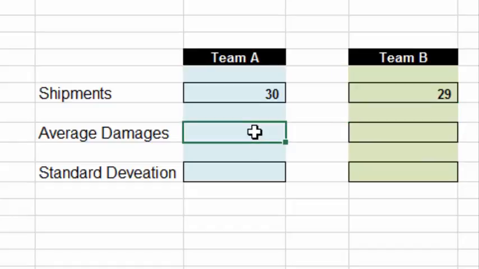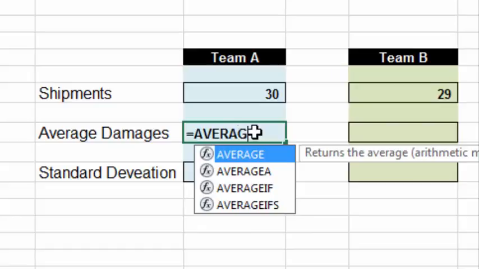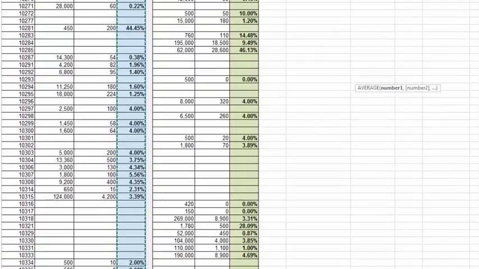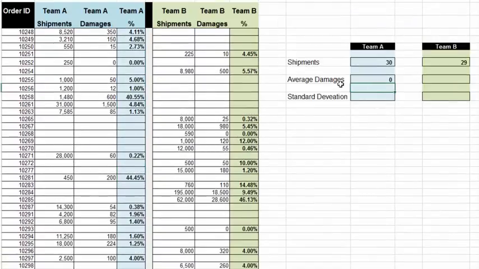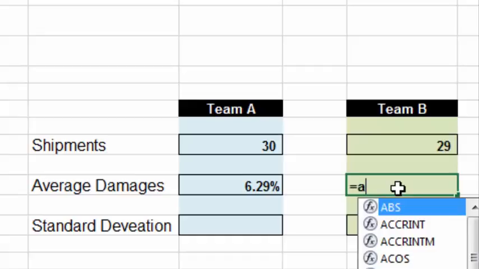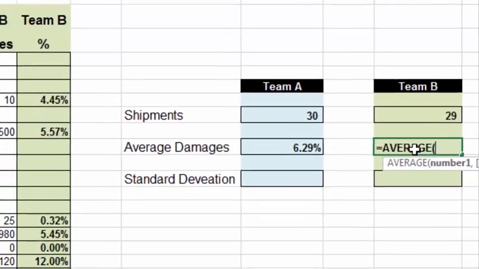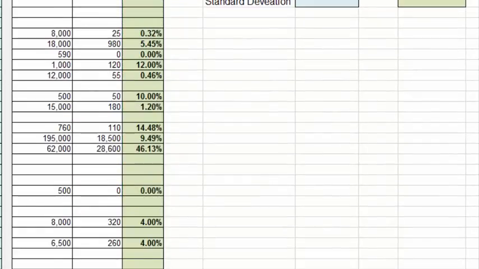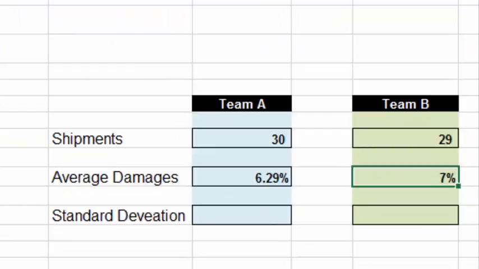Now the average of the damages would be equals average bracket, and we're going to do the percent. So what's the average percent damages across all shipments by this particular team? Let's format this for percentage: 6.29%. So repeat that for Team B, equals average, and let's highlight the percent damages and press enter. We can see that Team B versus Team A is roughly similar, but not quite. So 6.29% damages for Team A and 6.8% damages for Team B.